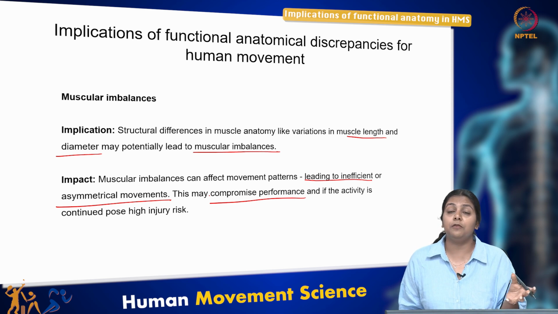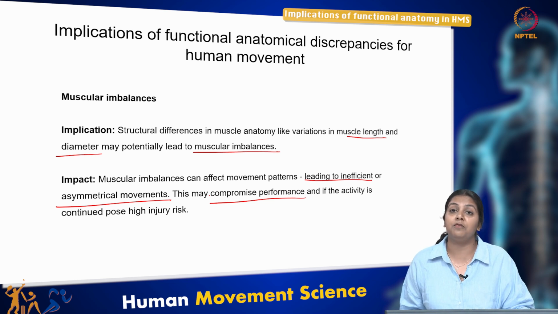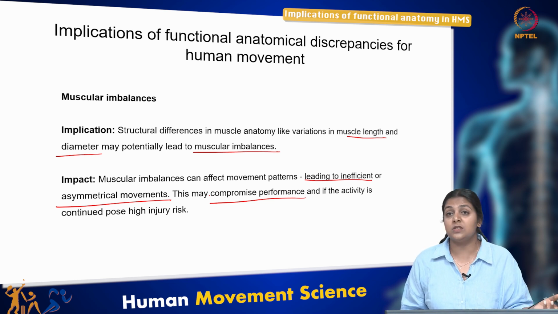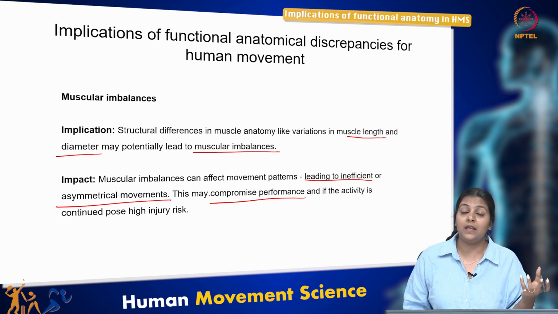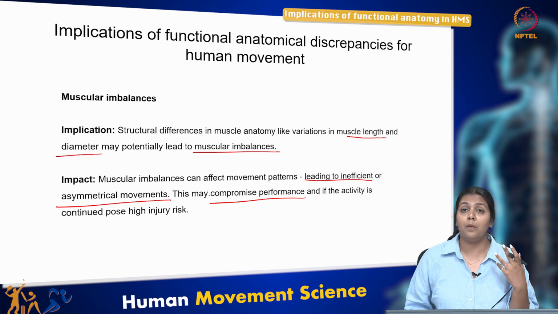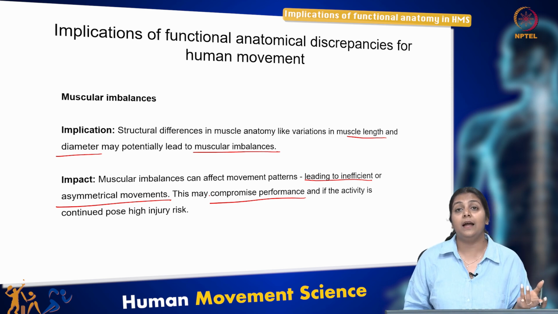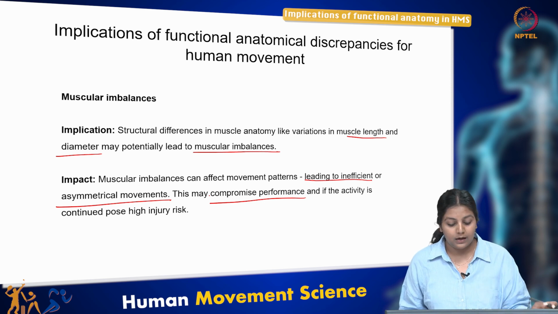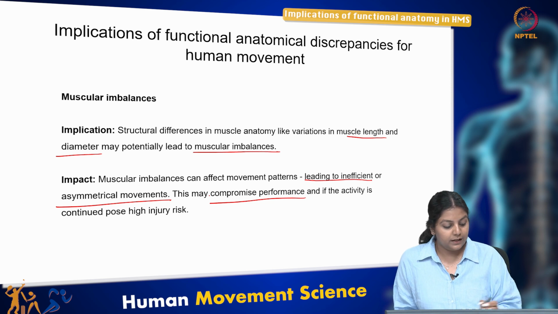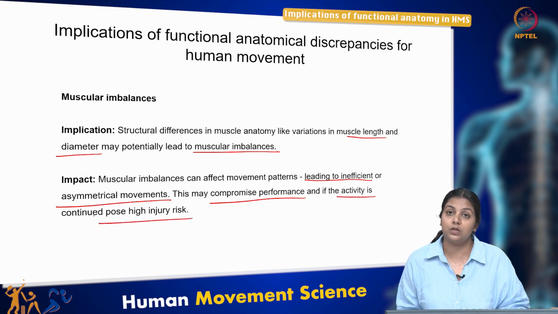So for example, if you're a biker and you're on your bicycle or your cycle, and if you have discrepancies in quadricep length or quadricep diameter, you might have the limb that has stronger muscles on one side due to an advantage and weaker muscles on the other limb, and it might cause compromise on overall performance. And if the activity is continued, it may pose high injury risk.